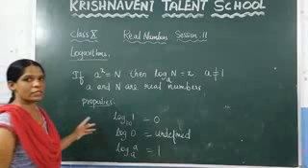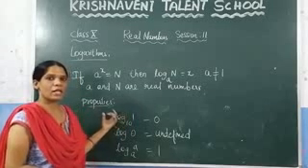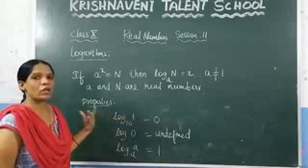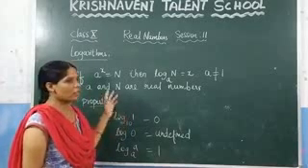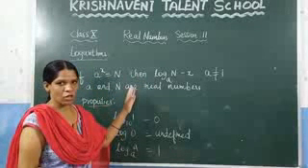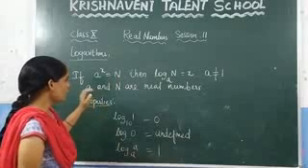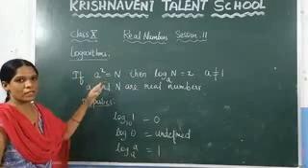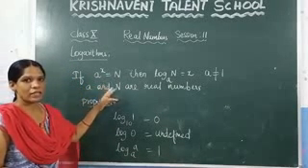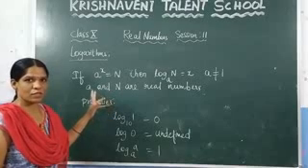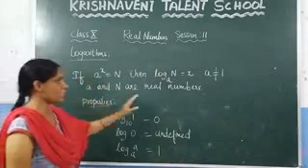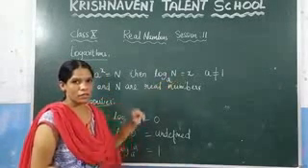What is meant by the logarithms? If you have been given any exponential form and you cannot find the value of x, then we can find the value of x by using the logarithms. What is the definition of the logarithm? If a power x is equal to n, then we can write log n to the base a is equal to x. And what is the condition here? This base should not be equal to 1.